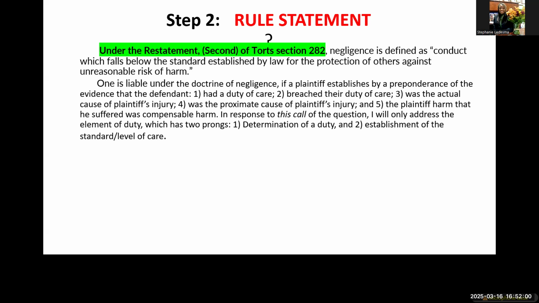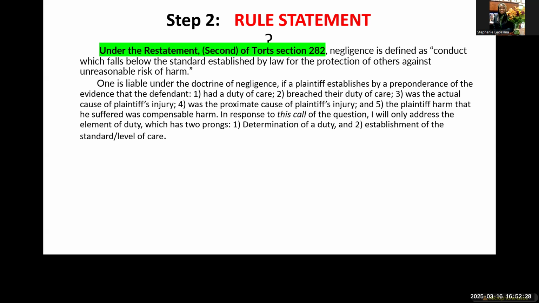In response to the call of the question, I will only address the element of duty, which has 2 prongs. Here, see, I'm adding the rest of my rule. 2 prongs: 1, determination of a duty, and 2, establishment of the standard of care. Got it? Think about it.